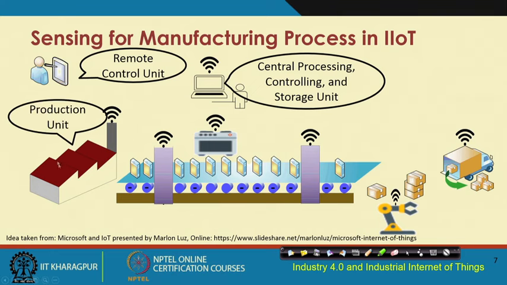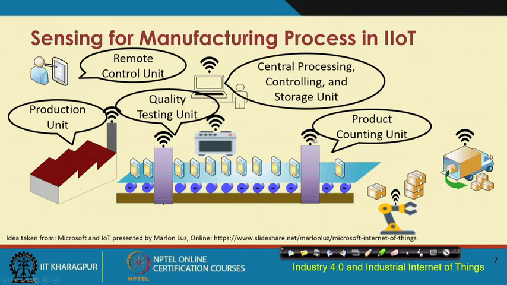Then we have the production unit, and we have the quality testing unit. After production, the different manufactured parts, let us say that these are the manufactured products, will go through a conveyor kind of belt, and the quality testing is going to be done over here, let us assume. Then the parts will get quality tested and move forward, and finally it is going to come over here, and we are going to have the counting of these different units of product taking place.